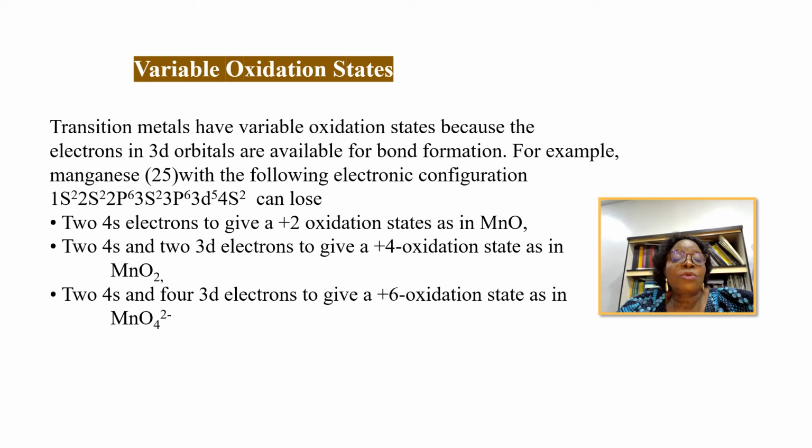And then it can also lose 2 4s and 2 3d electrons to give a +4 oxidation state, as in manganese dioxide. And it can also lose 2 4s and 4 3d electrons to give a +6 oxidation state, as in MnO4 2-. In addition, the differences in the successive ionization energies of transition metals are small. This allows the formation of stable ions at each stage.